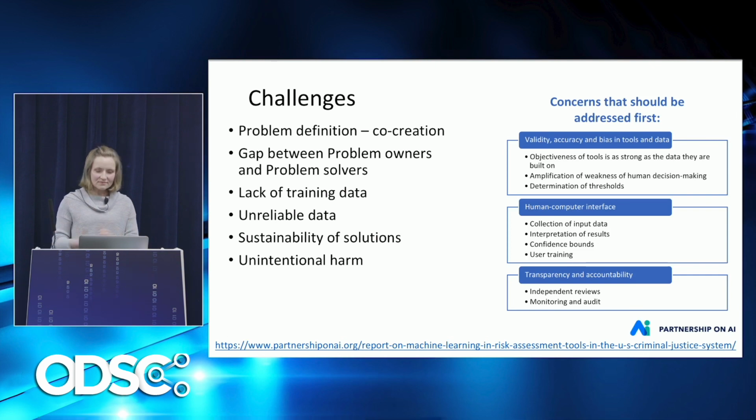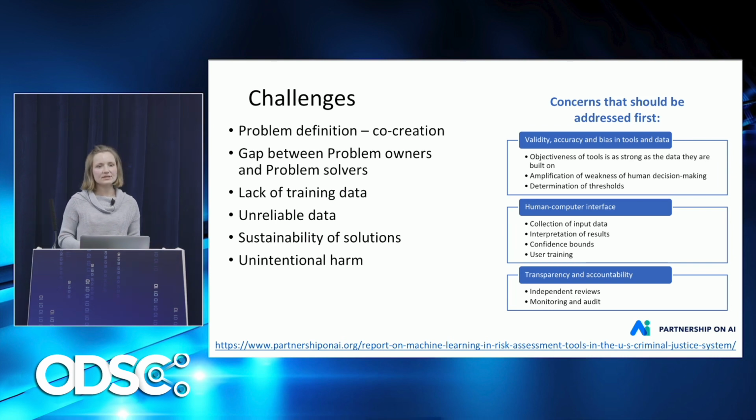But if anybody has worked with machine learning algorithms, they quickly realize that it's quite premature to use these tools to literally define human liberty. And so the Partnership on AI produced this report with 10 recommendations which the tool first needs to satisfy before it can be used in real life. And these 10 recommendations are based on 3 main concerns. The first one is validity, accuracy, and bias in tools and data.